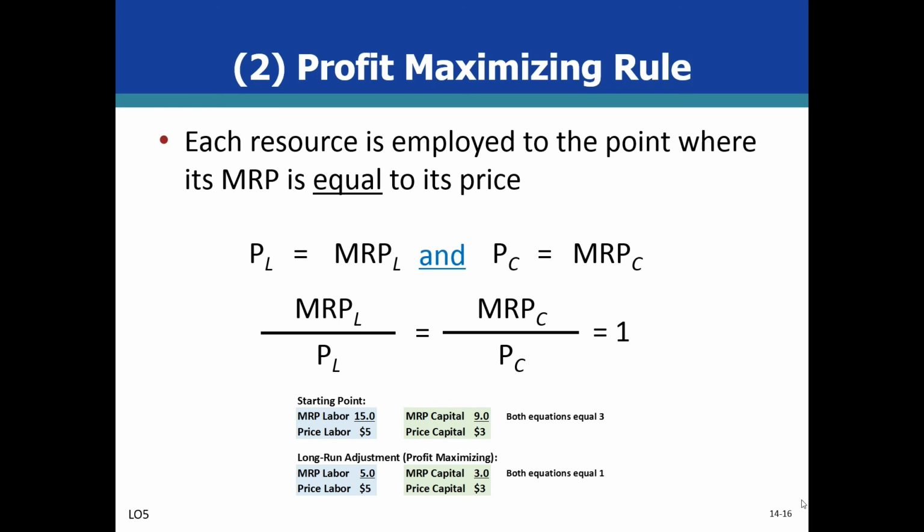Okay. I would review these calculations as they will be on the quiz and the exam. If you have questions, just give me a call. I'll be happy to walk through the calculations with you. But here you can see both the starting point and the adjustment, and that both equations do equal 1 by changing the MRP of labor and MRP of capital so that they do both equal 1.